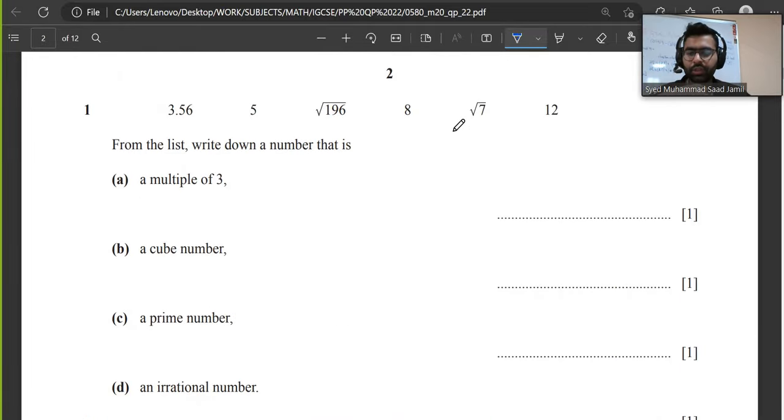So the first question that you have over here is, from the list, write down a number that is a multiple of 3. Multiple of 3 basically means a number that comes in the table of 3. So as you can see, 12 is a multiple of 3. Part B, it says find a cube number. A cube number is that you multiply a number 3 times, you get the answer. So for example, 2 cube, which means 2 multiplied by 2 multiplied by 2, that's 8. So the cube number is 8.